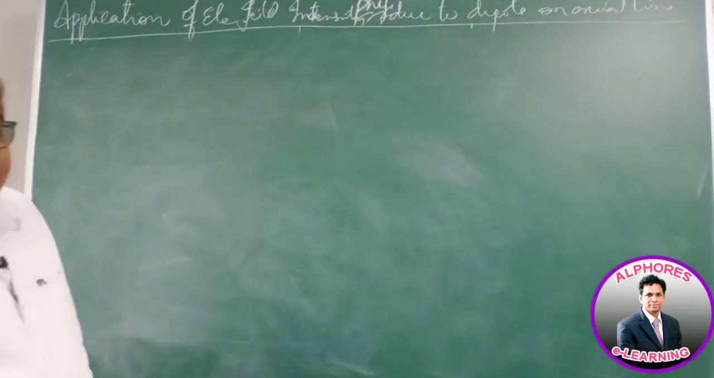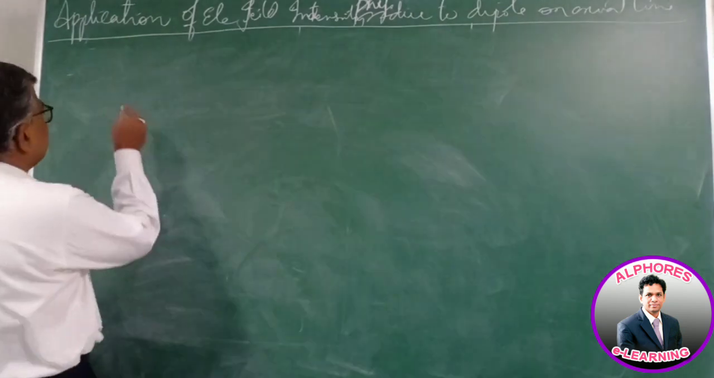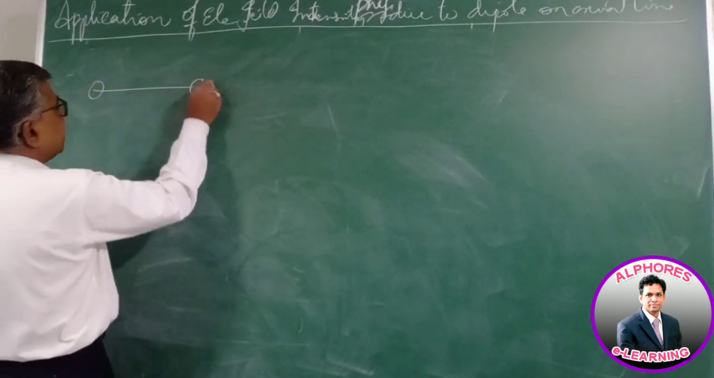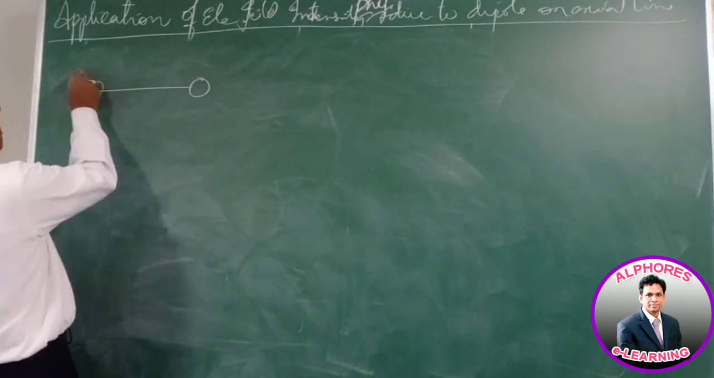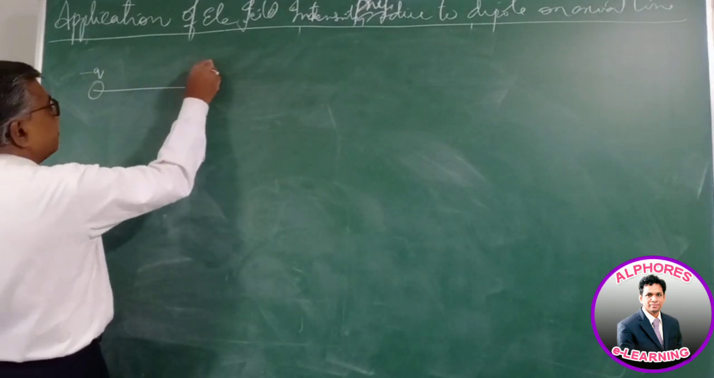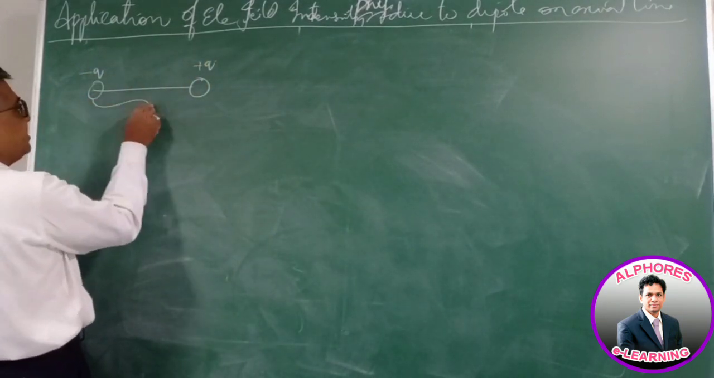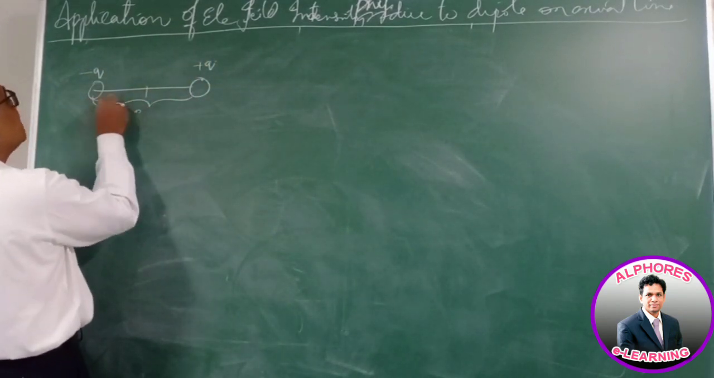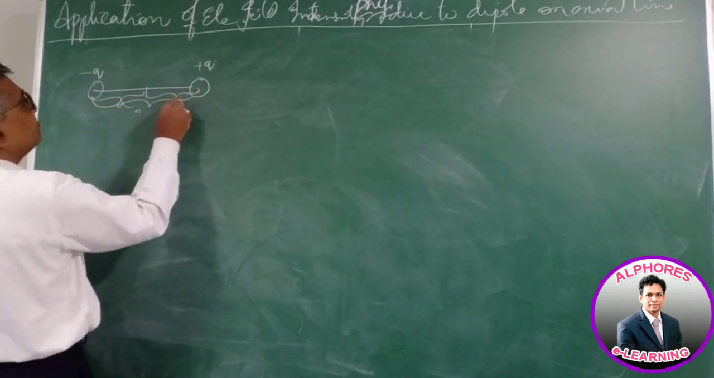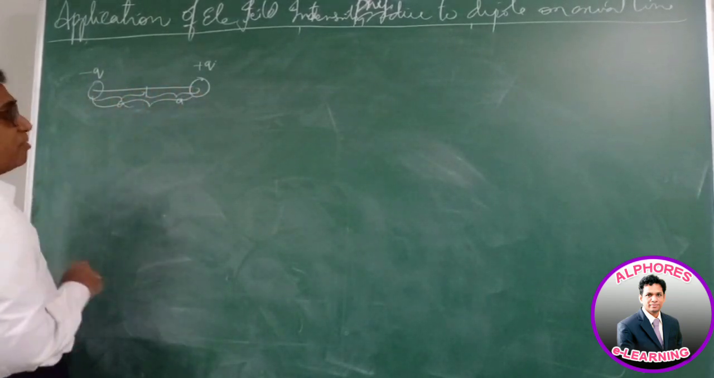In one of the entrance examinations, a question was asked like this. There are two charges, minus q and plus q. The separation between them is 2a. So this is a and this is a. Right? The length of the dipole is 2a.